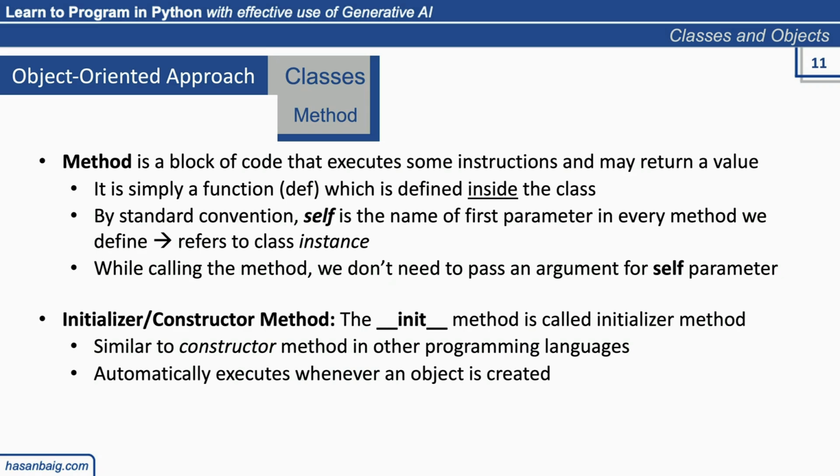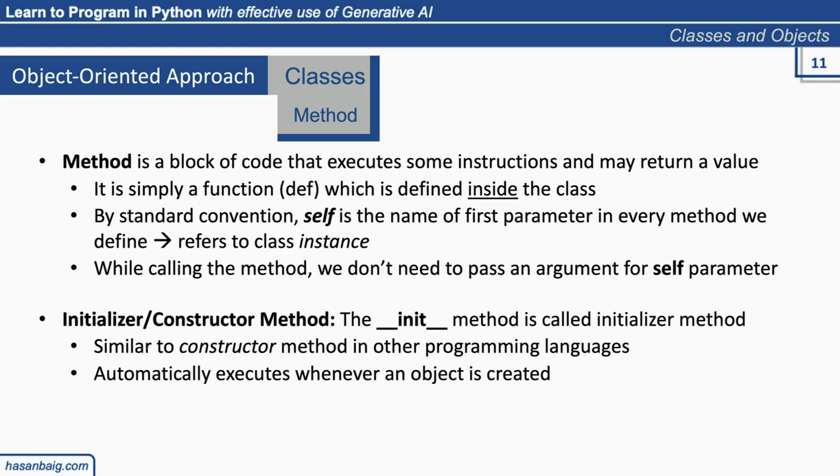No. That's a good question. If your class contains an initializer method, it automatically executes. If your class contains some other method like this func, you need to explicitly call it. So only the initializer method automatically runs. And how does Python identify that it's an initializer method? With this name. So this is the standard, or the keyword you can call it, to define the initializer method. The name of this method would be def double underscore init double underscore.